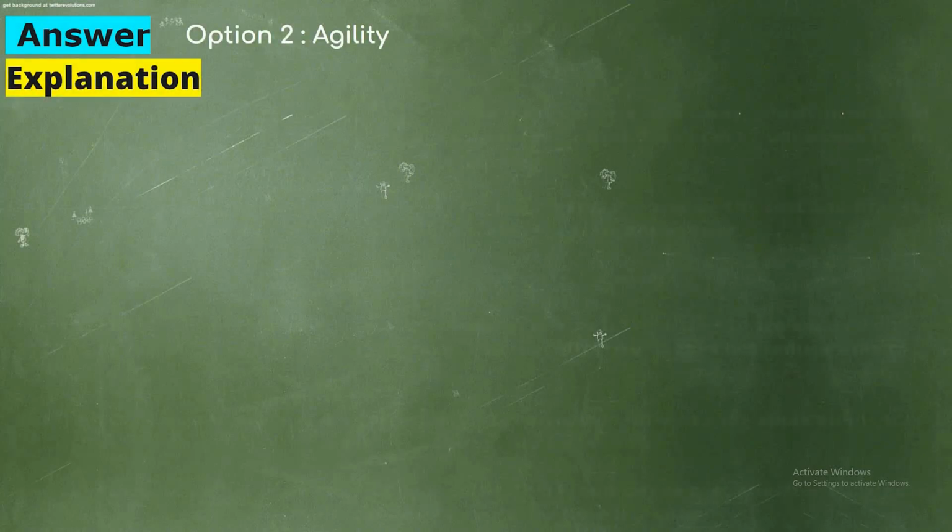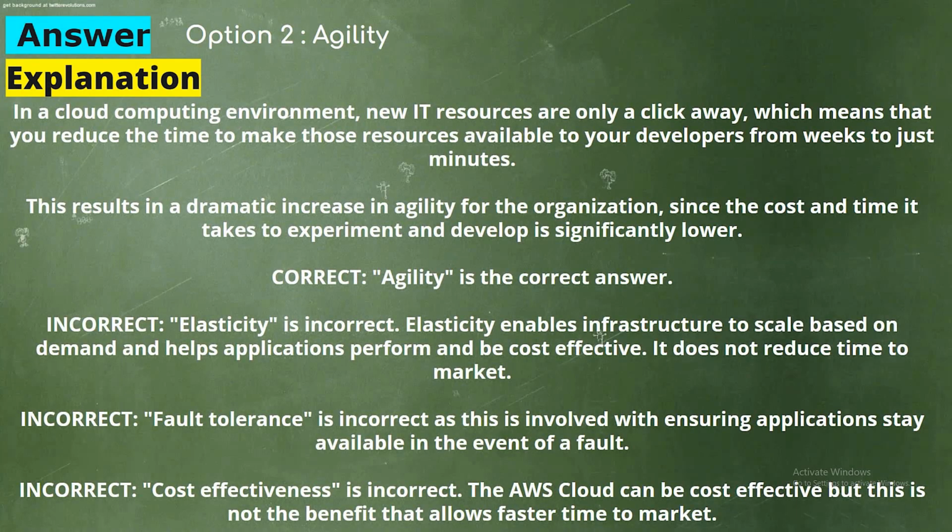Explanation. In a cloud computing environment, new IT resources are only a click away, which means that you reduce the time to make those resources available to your developers from weeks to just minutes. This results in a dramatic increase in agility for the organization, since the cost and time it takes to experiment and develop is significantly lower. Correct. Agility is the correct answer.